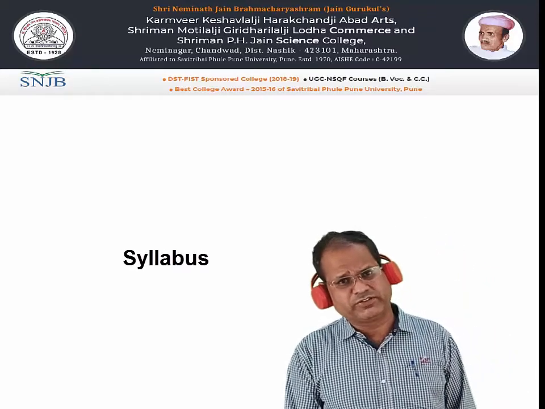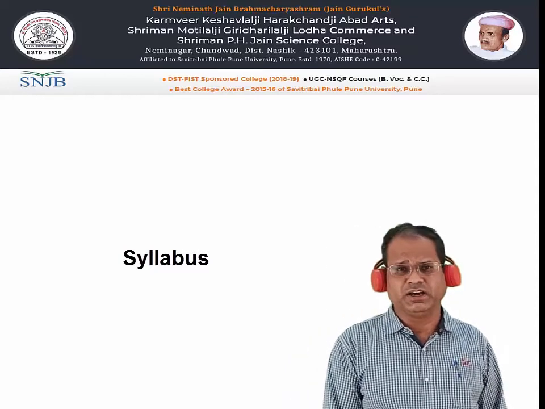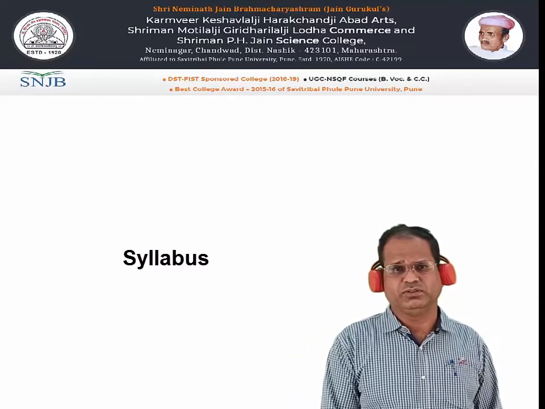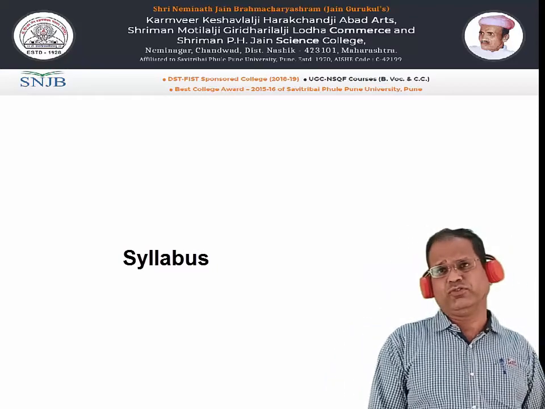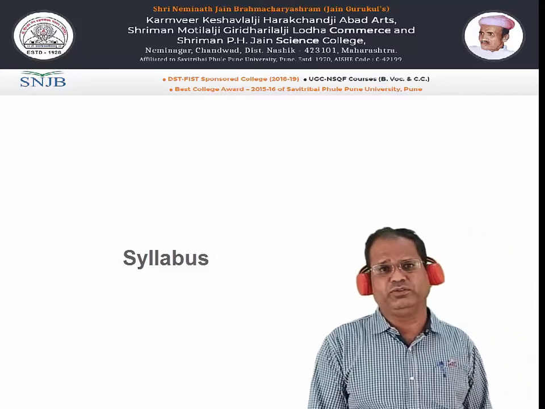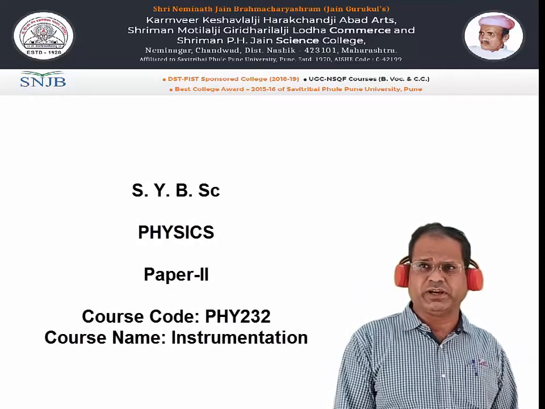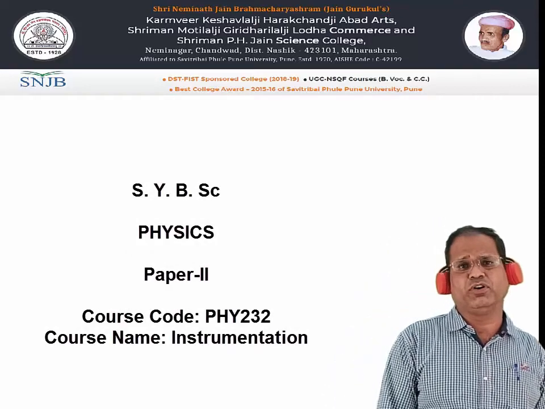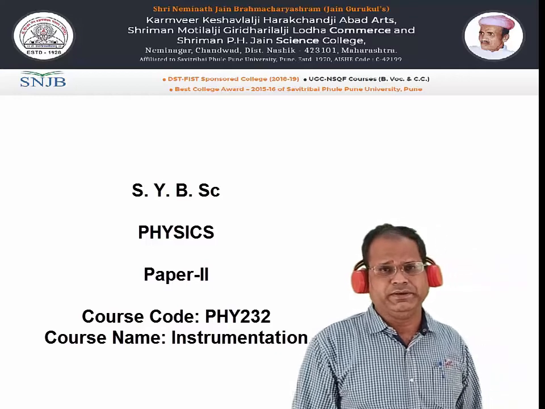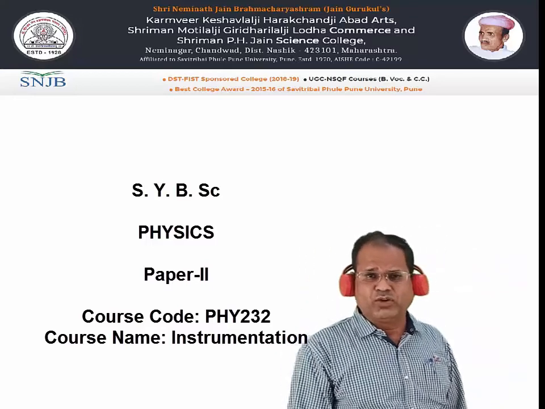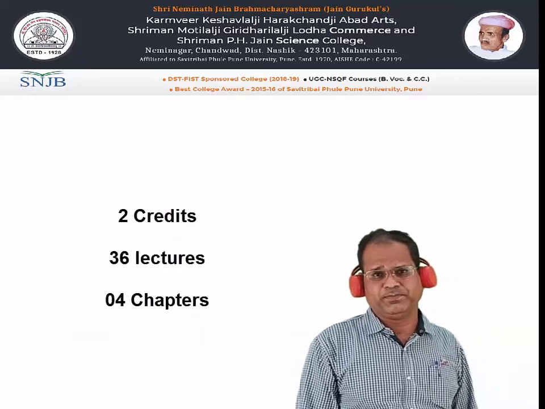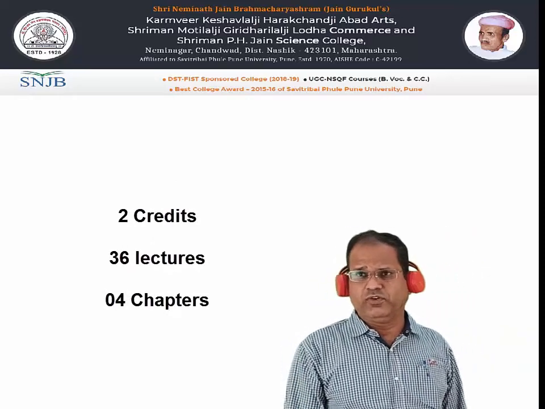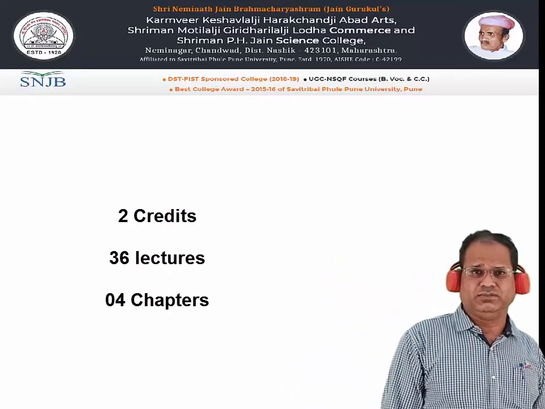For this lecture, we are discussing the syllabus of your course, Instrumentation. As you know, the course code for this subject is PHY 232, paper second. 2 credits are allotted for this course, and in this course we have to go for a total of 36 lectures throughout the semester. We have a total of 4 chapters assigned to this course.